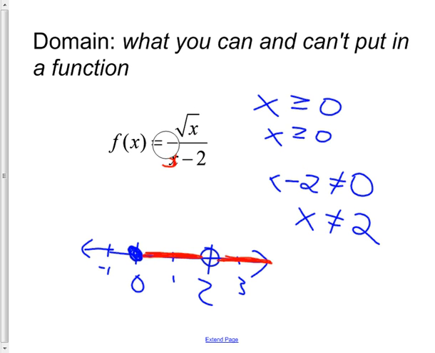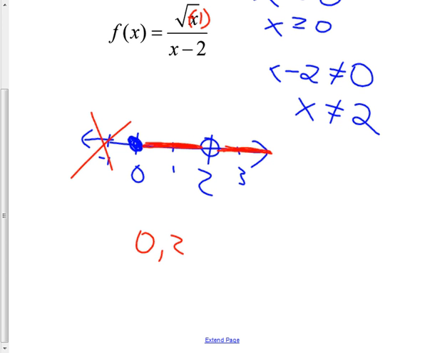I test -1. I stick a -1 right in here, and I instantly realize, oh, I can't do that. I can't have a negative under the square root. So it doesn't work. All right, so my final answer is between 0 and 2, and 2 to infinity. But I got to write it right. 0 to 2 with bracket, parenthesis, union 2, parenthesis, to infinity, parenthesis.